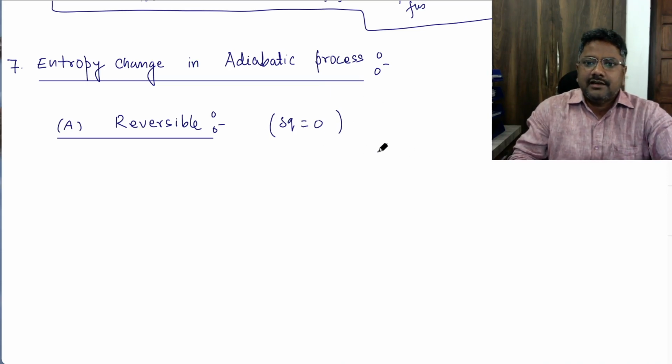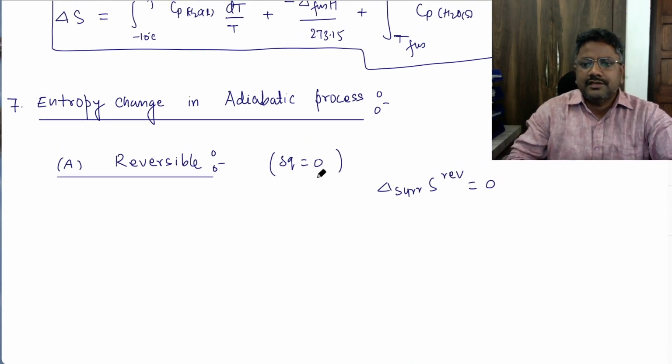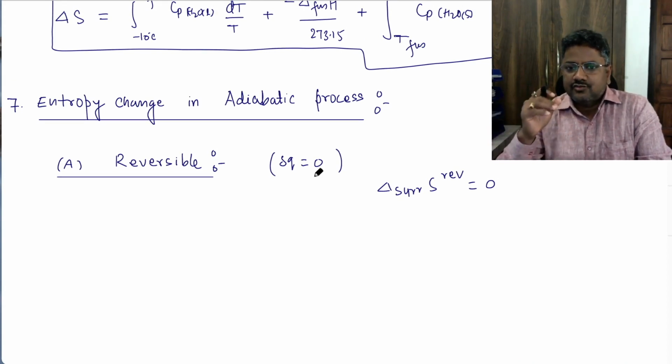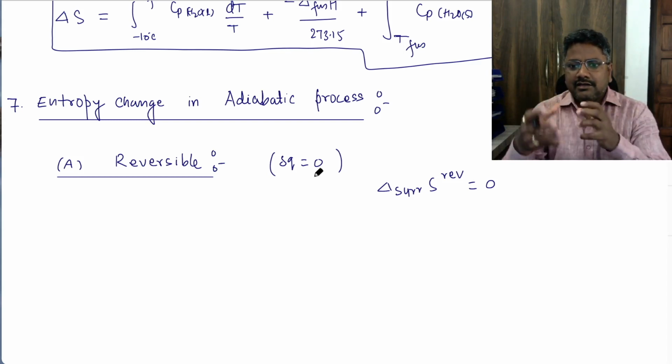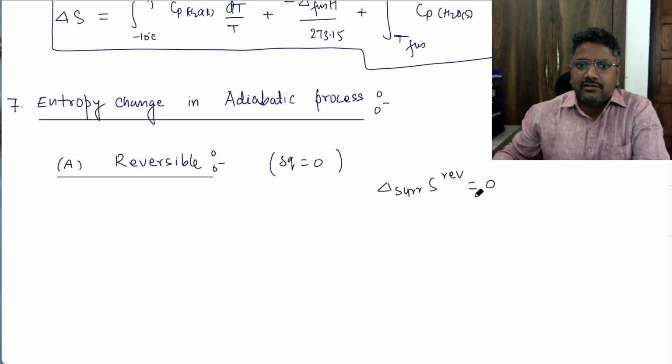So definitely delta S of surrounding, reversible, is equal to 0. One thing is clear. Why is this 0? Because there is no heat transferred between system and surrounding, right? So surrounding is not in contact with our system. So whatsoever entropy is changing here in adiabatic process, that is basically the entropy change of system only. That is not the part of surrounding, right? Surrounding will not contribute or interfere in any way in adiabatic process.